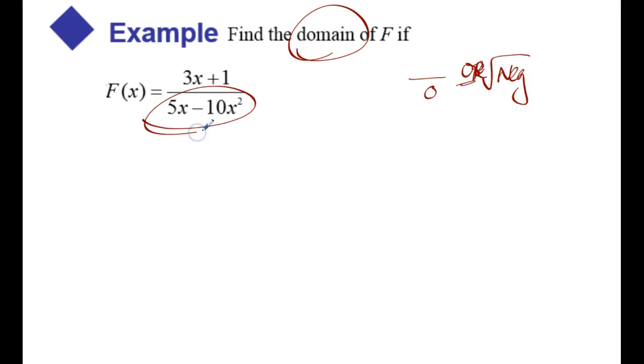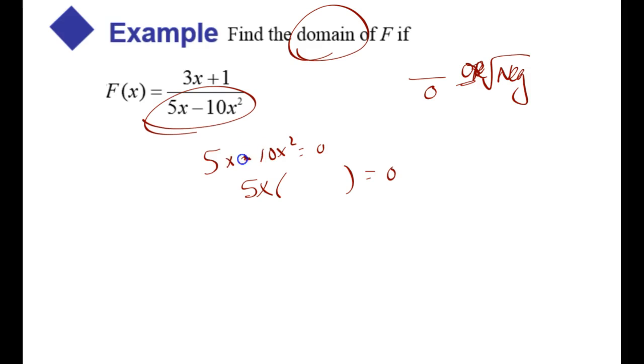So I really want to know, when does 5x minus 10x squared equal 0? Because when it does, then I'm dividing by 0, and that's not part of the domain. The domain has to be all reals. So I'm going to add 10x squared to both sides. So no, let's factor out a 5x instead, because it's already set equal to 0.